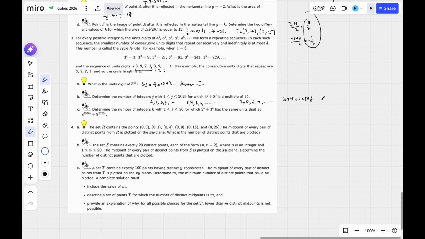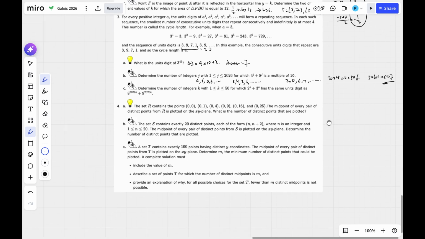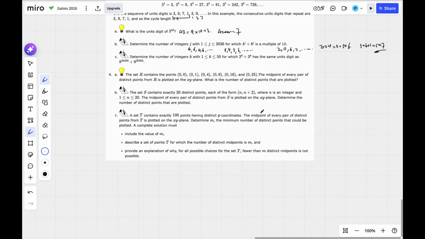So we know that 2024 is equal to 4 times 506, with 2 more remaining. So now this means that there's 506 plus 1 possibilities for j, which is 507.